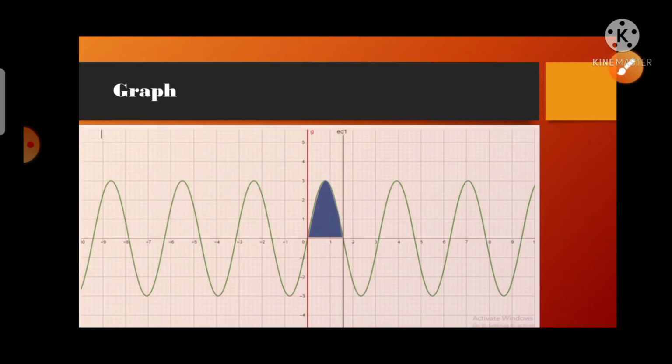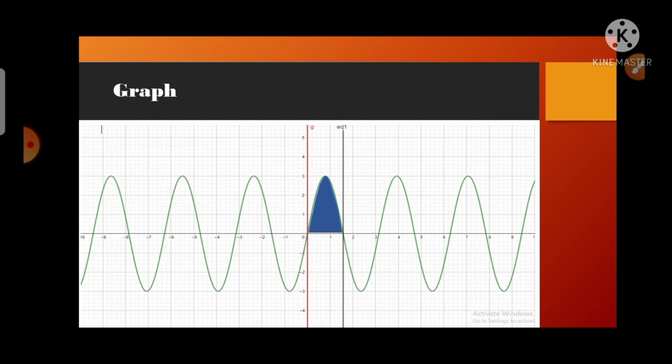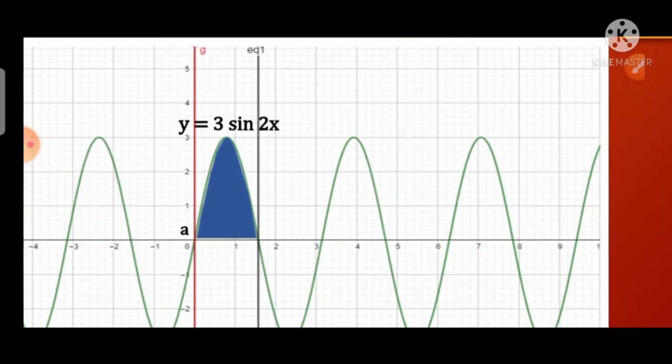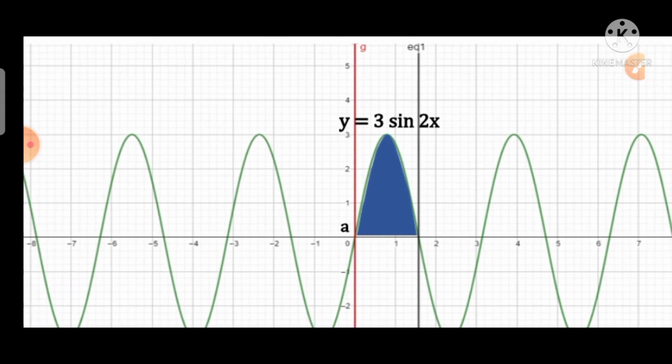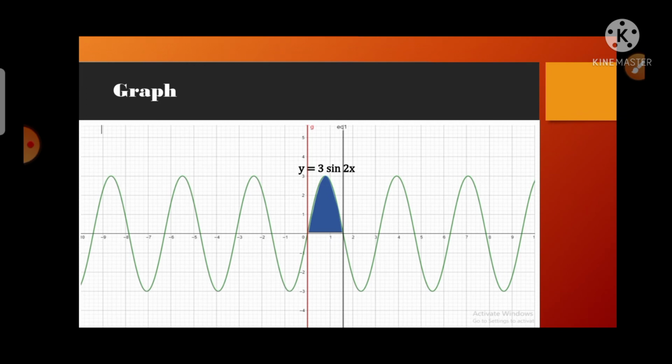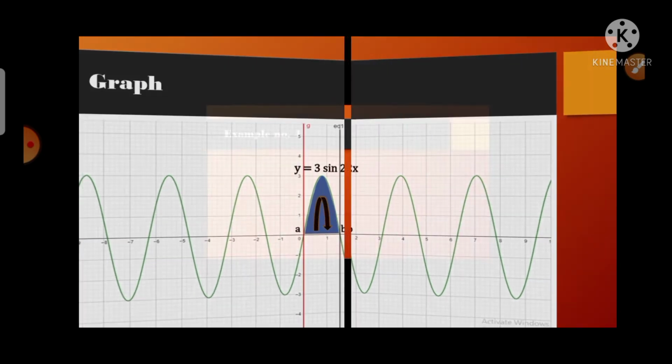This is our graph of the trigonometric function y equals 3 sine 2x, on the interval from 0 to pi over 2, which is the b, and rotating about the x-axis.